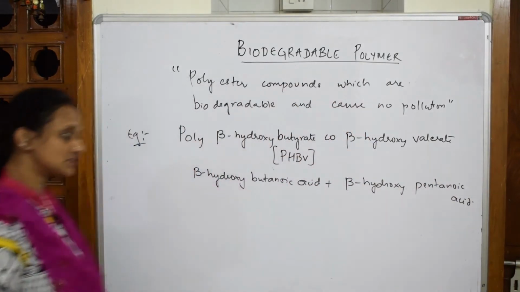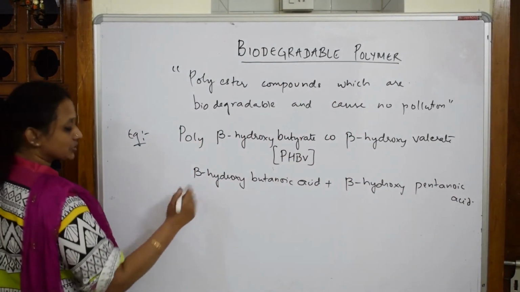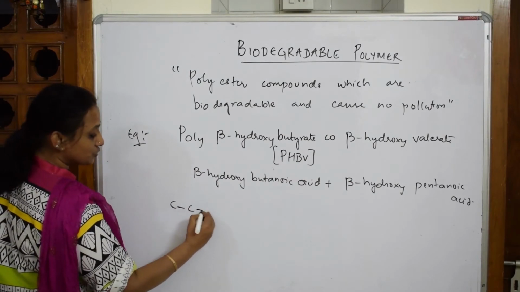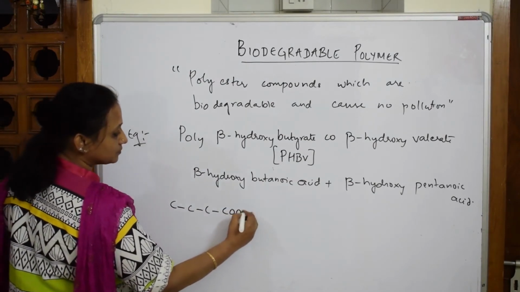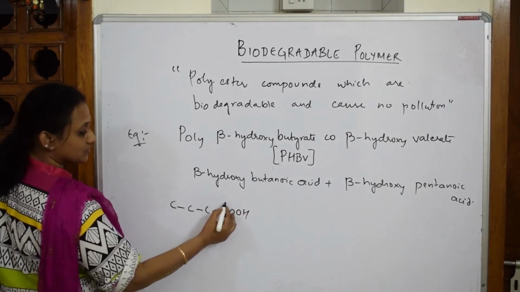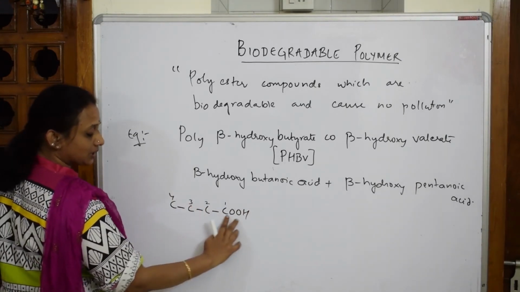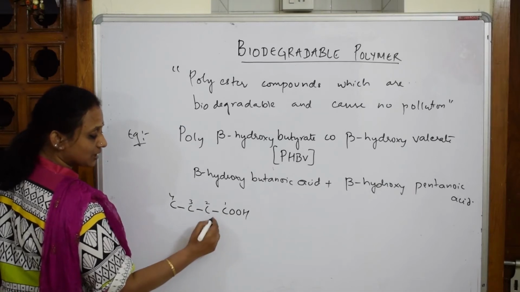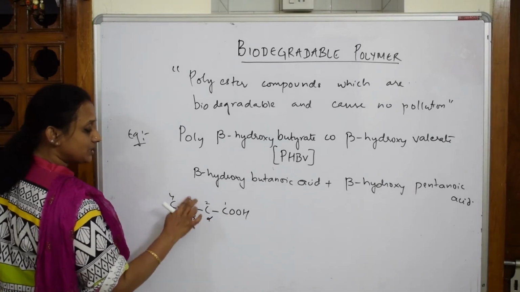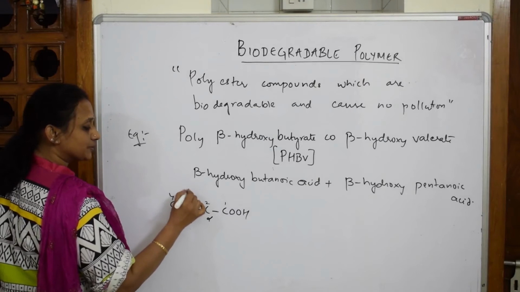Done. Let us write the structures. So beta hydroxy butanoic acid. First write butanoic acid, 1, 2, 3, 4. Name this 1, 2, 3, 4. So this is the carboxylic acid. This is the alpha carbon. This is the beta carbon. To the beta carbon, you have a hydroxyl group.